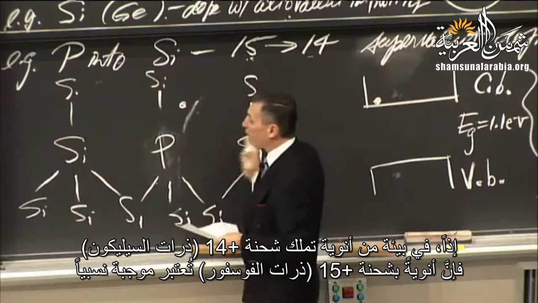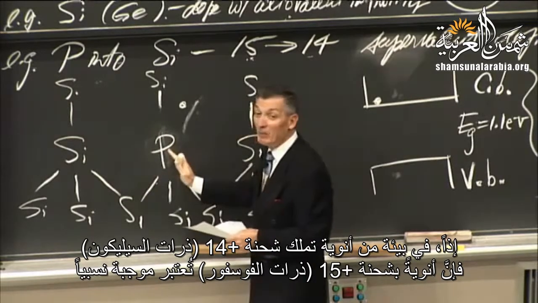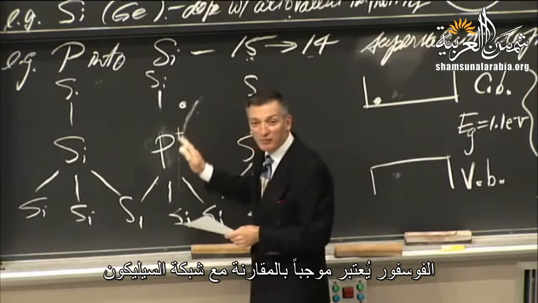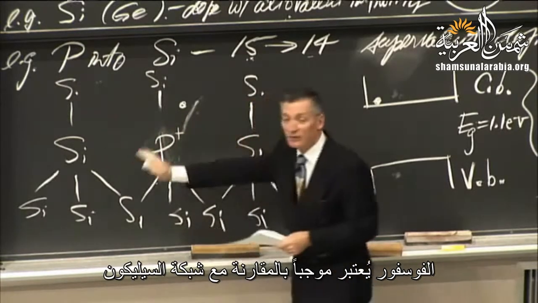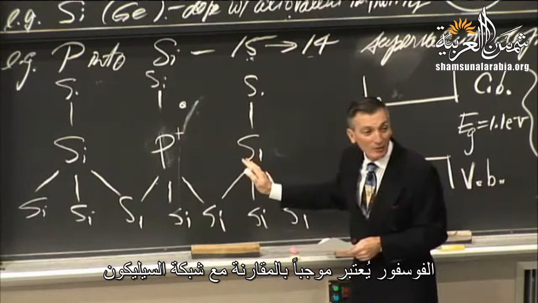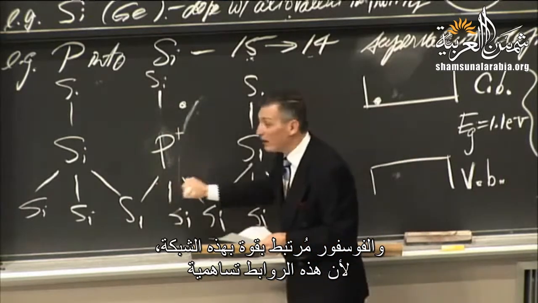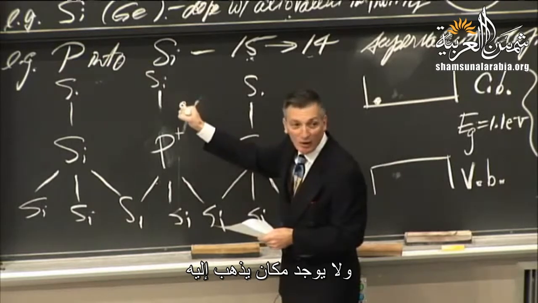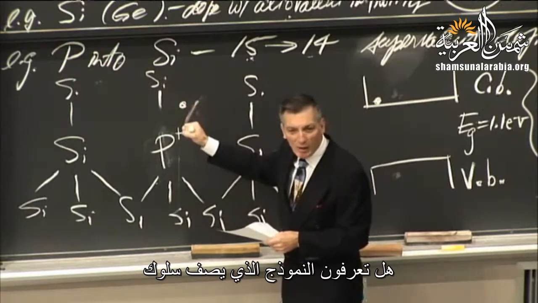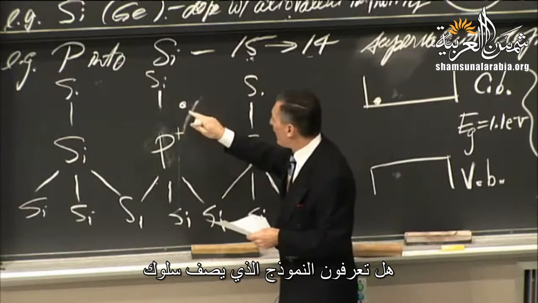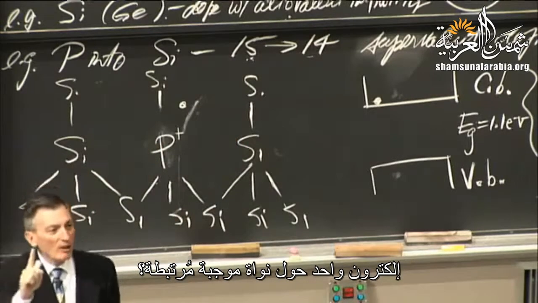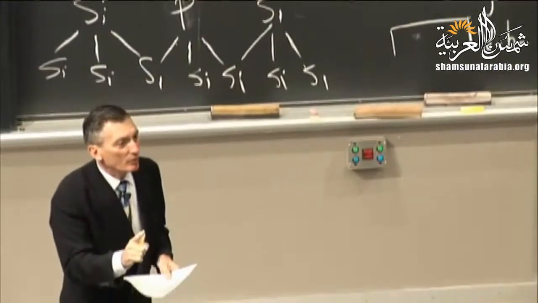So in a land of 14 plus, 15 plus is relatively positive, isn't it? The phosphorus is locally positive in comparison with the rest of the silicon lattice. And it's pinned because it's covalently bonded. And there's an electron sitting here. It's got no place to go. Do you know of a model that describes the behavior of a 1-electron system around a pinned positive nucleus?